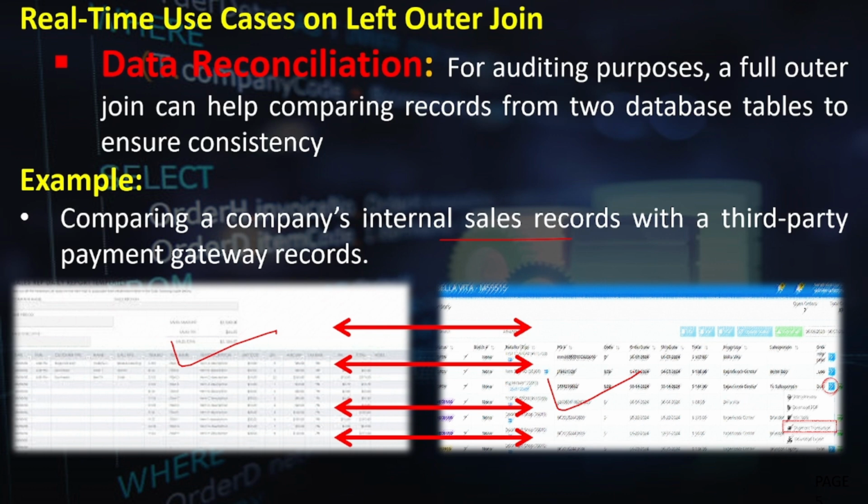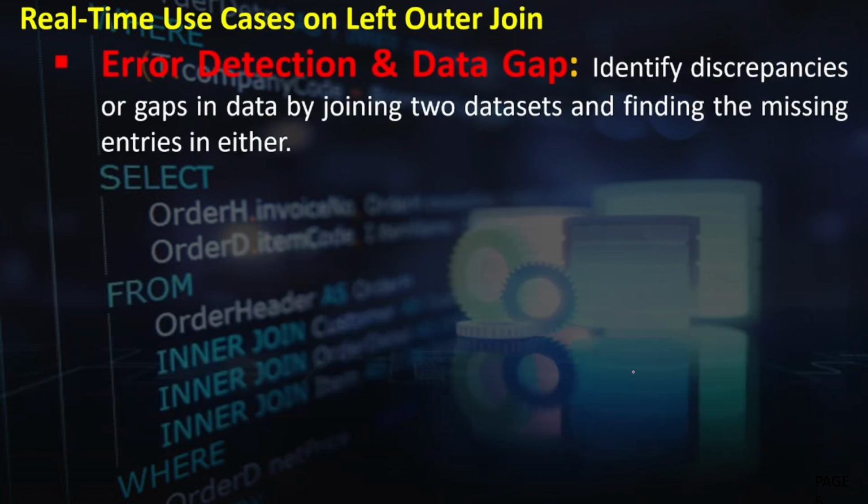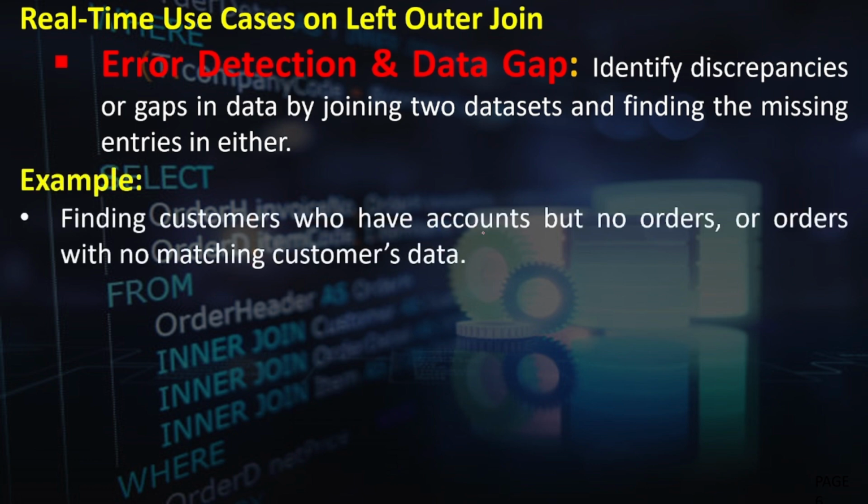Let's go and explore more scenarios. The third is error detection and data gaps. Identify discrepancies or gaps in data by joining two tables and finding the missing entries in either. For example, customers who have accounts but no orders, and orders with no customer actually.